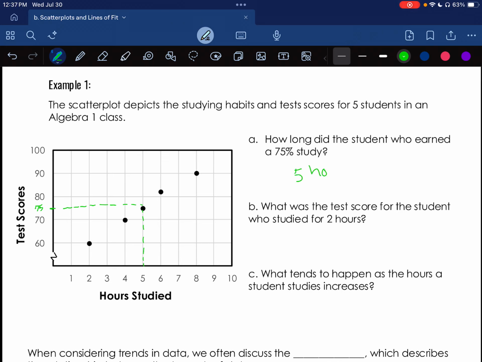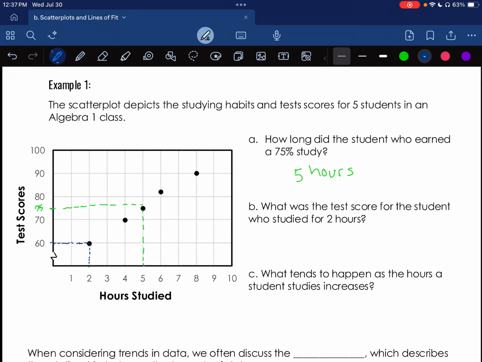Now, we can also think in the opposite direction. So what was the test score for the student who studied for 2 hours? So similarly, I go to where 2 hours is. Here's the dot that corresponds with 2 hours. And that person got a 60%.